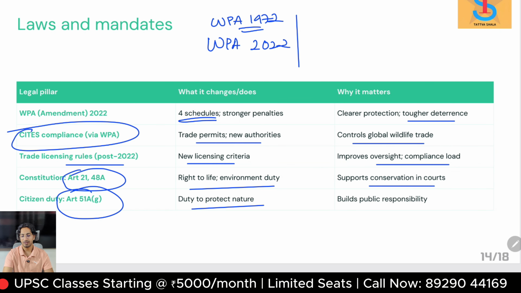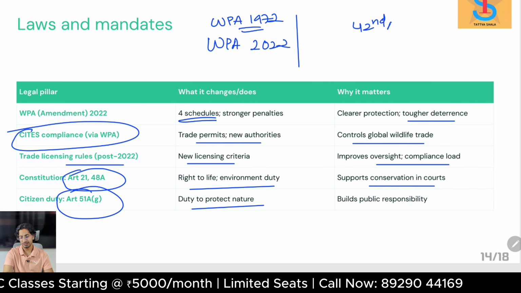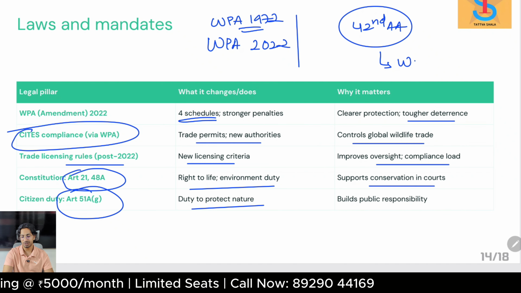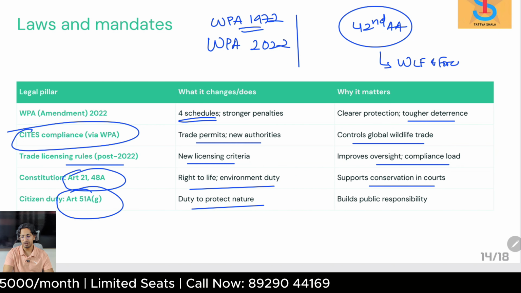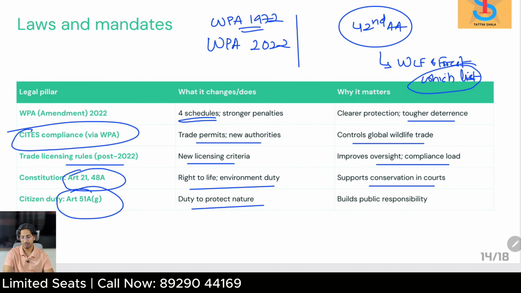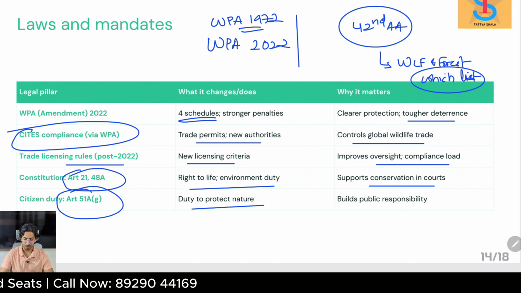And also, the 42nd Amendment Act had brought some changes. It made wildlife protection and forest areas under which list? Please tell me in the comment section below.